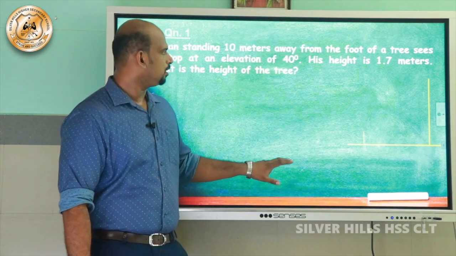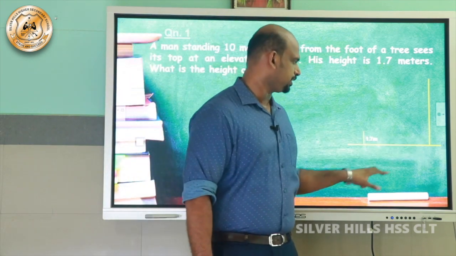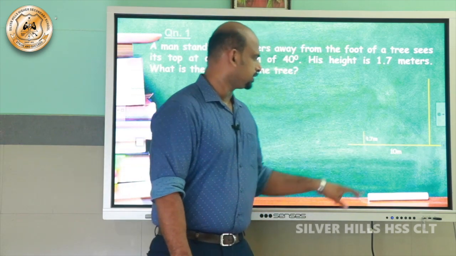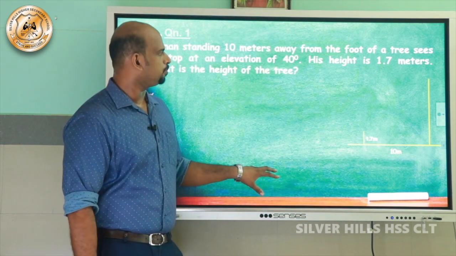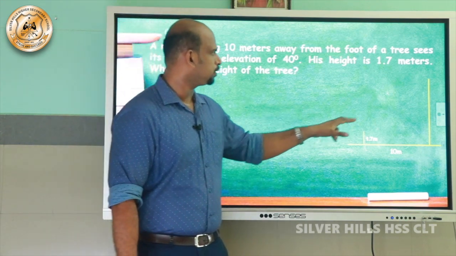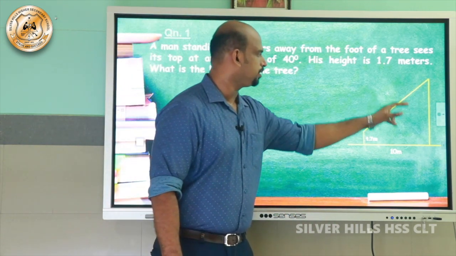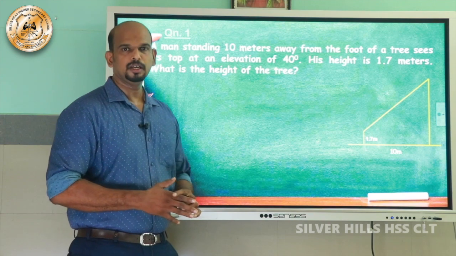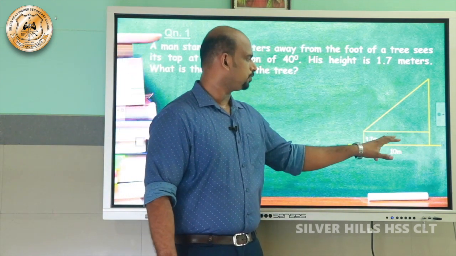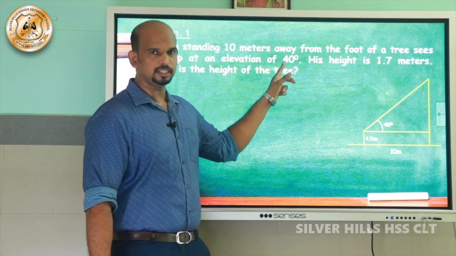Now a man of height 1.7 meters is standing 10 meters away from the foot of the tree. From this point, he is looking at the top of the tree at an elevation of 40 degrees. This line represents the raised view of this man. To mark the angle of elevation, we have to draw the straight view of this person. So this line represents the straight view. Now the angle between these two lines is 40 degrees. That is the angle of elevation.